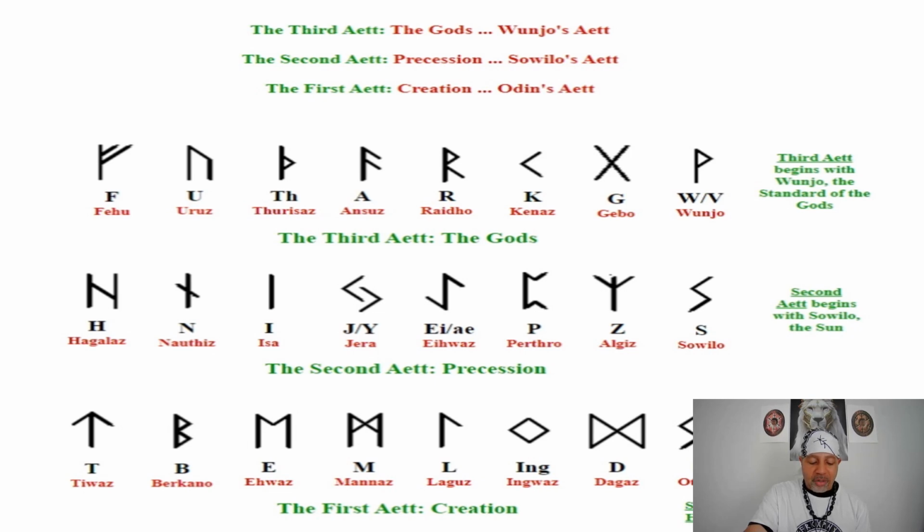Hagalaz is sometimes referred to as the grain of corn, as the pole star was considered the land of the dead. Hagalaz, hell, land of the dead, pole star. See how the whole second aett now connects with the precession. And the third aett is the gods and astronomy, starting here again from right to left with Wunjo.